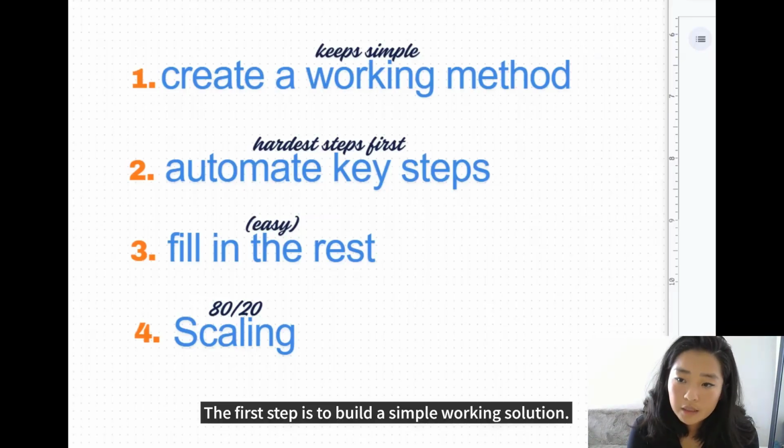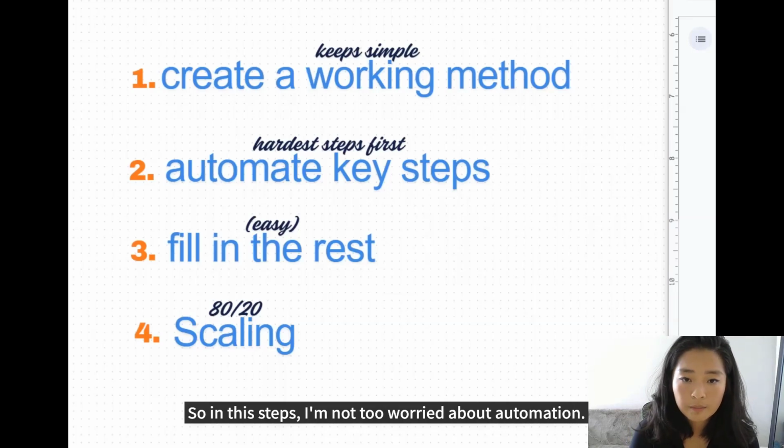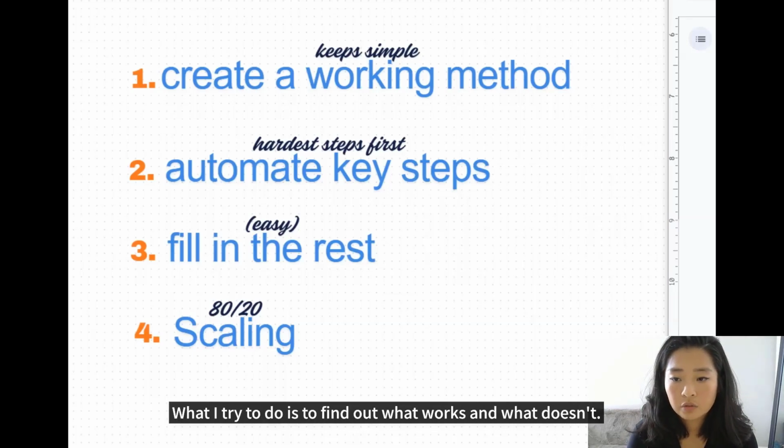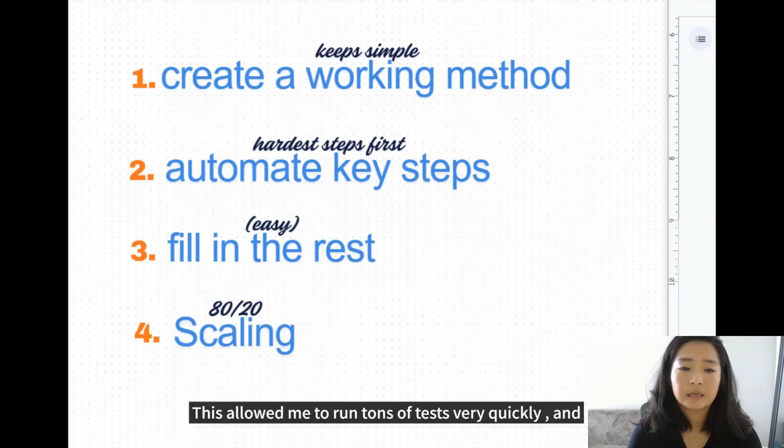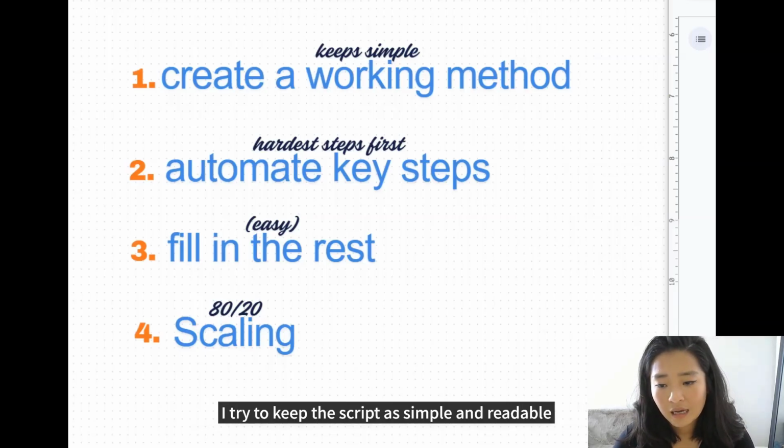The first step is to build a simple working solution. So in this step, I'm not too worried about automation. What I try to do is to find out what works and what doesn't. So for me, I'll do a lot of things manually. This allowed me to run tons of tests very quickly. And I try to keep the script as simple and reliable as possible so I can quickly make adjustments.